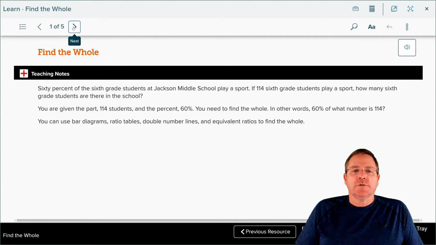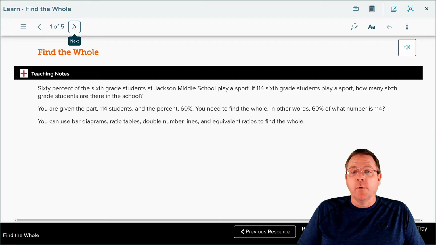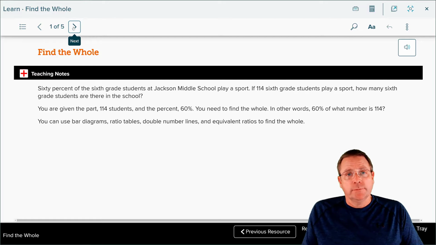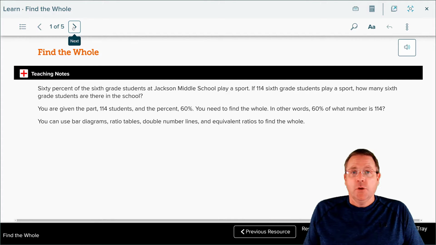60% of the 6th grade students at Jackson Middle School play sport. If 114 6th grade students play sport, how many 6th grade students are there in the school? You're given the part, 114. You're given the percent, 60%. What you have to do this time is find the whole. Previously, we gave you the whole and the percent, and you had to find the part. Now we're doing the same basic ideas, only we're given the part, and we get to go find the whole.